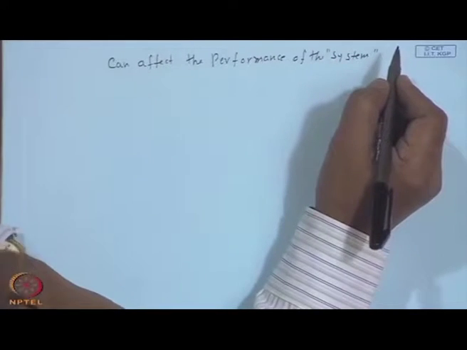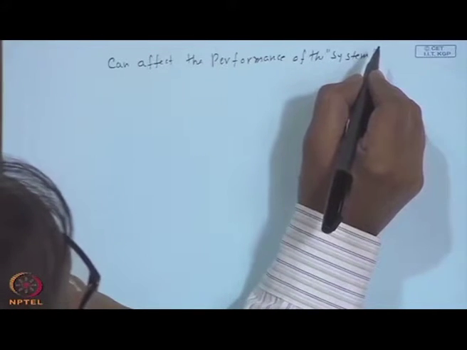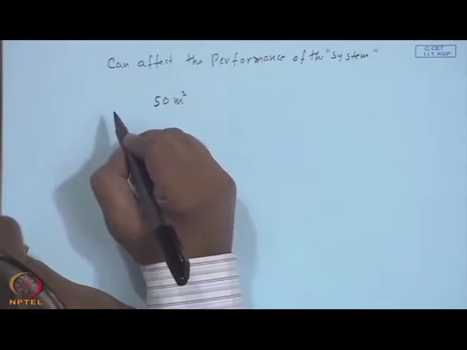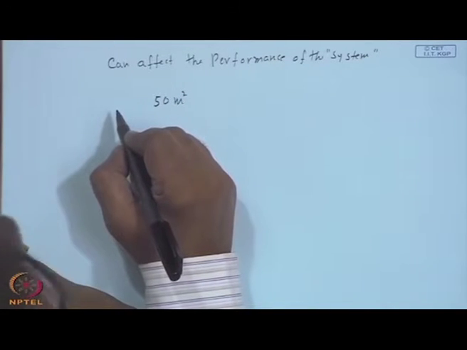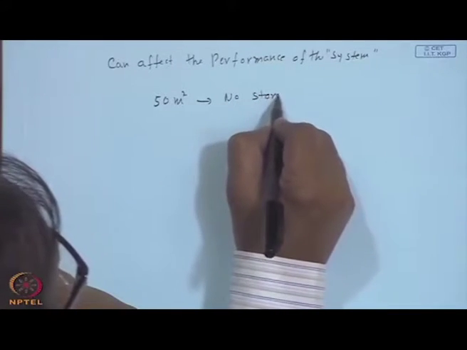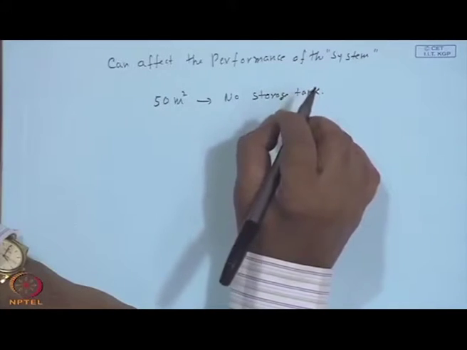As a very extreme example to drive home the point, somebody designed and calculated it requires, let us say, 50 square meters of collector area for bathing in a hostel, and then no storage tank. So, unless the demand matches exactly with the solar radiation variation over the day, you will not have any water that is available to you, let us say if you take a bath early in the morning.